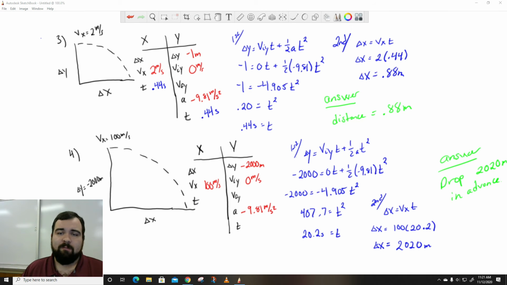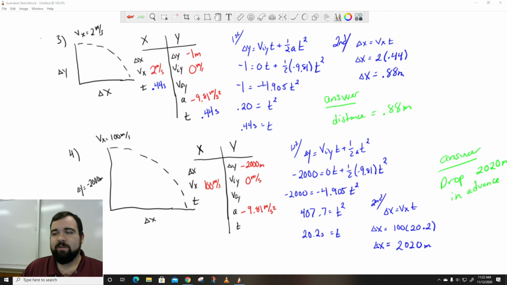So for question number 3, we have an object rolling off a table that's 1 meter tall. It's traveling at 2 meters per second horizontally when it leaves the table. You need to figure out how far away it is going to land. So we'll start off with making a little diagram, then the chart, filling in the values, and since we don't know it, we solve for time first.